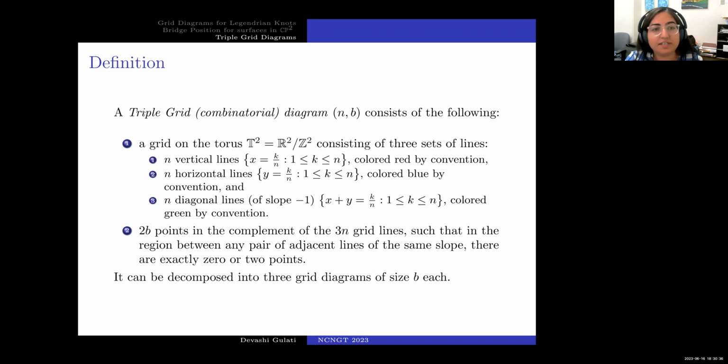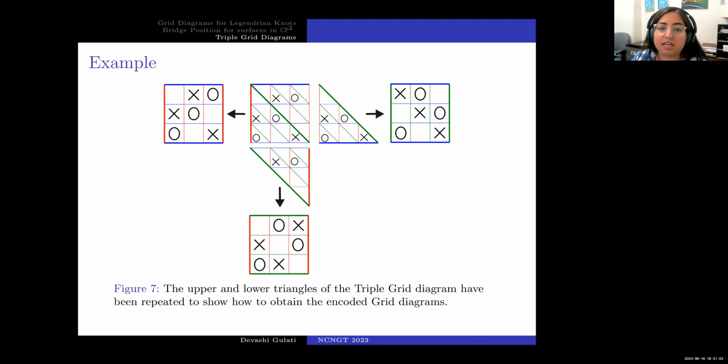With this motivation, we have the definition of a triple grid diagram. A triple grid diagram consists of a grid on the torus consisting of three sets of lines, vertical, horizontal, and diagonal, and 2B points which are in the complement of these lines such that every row, column, and diagonal has exactly 0 or 2 points. A triple grid diagram can be decomposed into three grid diagrams of size B each. Let's look at this example to see how that happens.